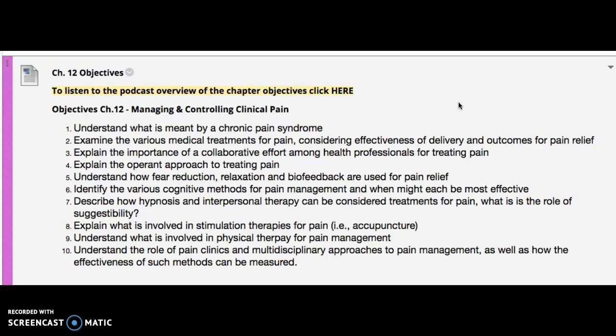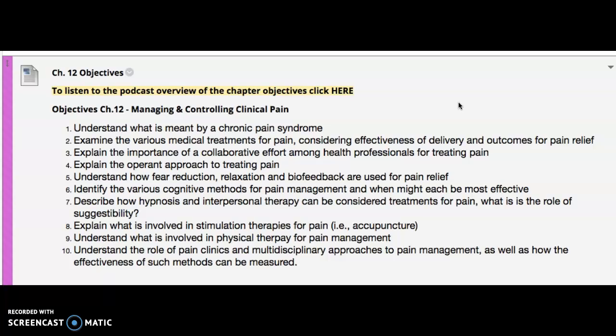We'll take a look at hypnosis and interpersonal therapy, which have been newer sorts of treatments for pain, which very much so hinge on a patient's level of suggestibility. So these do not work for everyone, but can be successful for some.